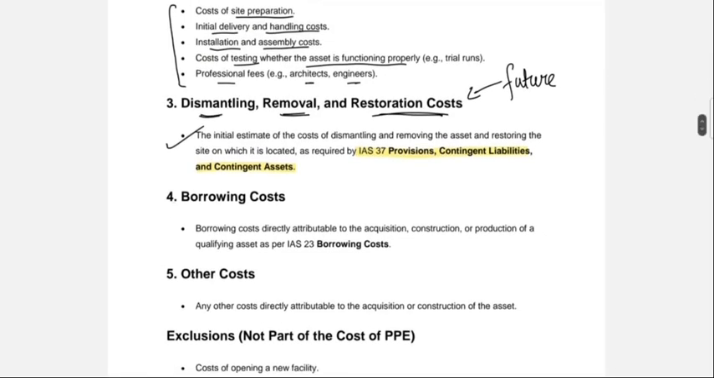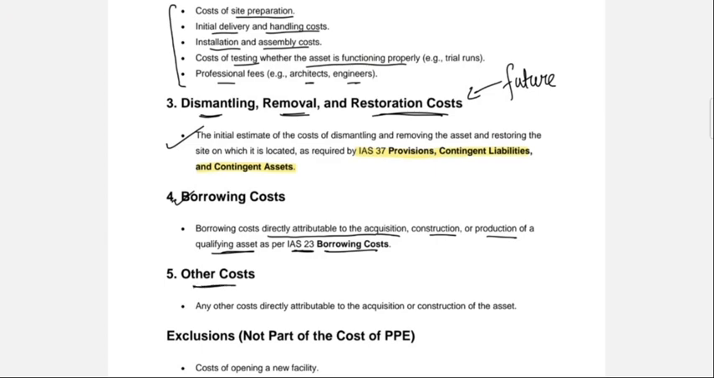Then you will have borrowing costs. These are going to be the costs that are going to be incurred by the entity when the entity takes out a loan for the purposes of construction of the asset. So when that amount of loan is used to construct the asset, any borrowing cost incurred on that loan will also be capitalized to the cost of the asset. Normally, borrowing costs are going to be recognized as finance expense, but IAS 16 says that those costs are going to be also capitalized, which are directly attributable to the acquisition, construction, or production of a qualifying asset as per IAS 23 borrowing cost, which we will also be discussing in the future.